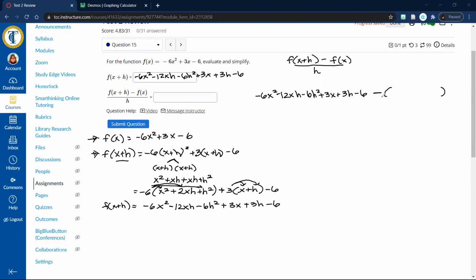Okay? Because you're not subtracting just a number or something. You're subtracting an entire function. So you're going to have to distribute that negative. And our f of x is negative 6x squared plus 3x minus 6. All of this is over h.